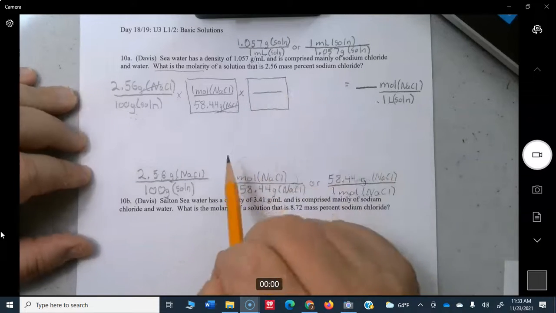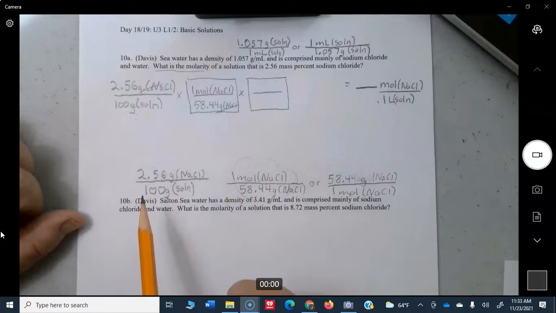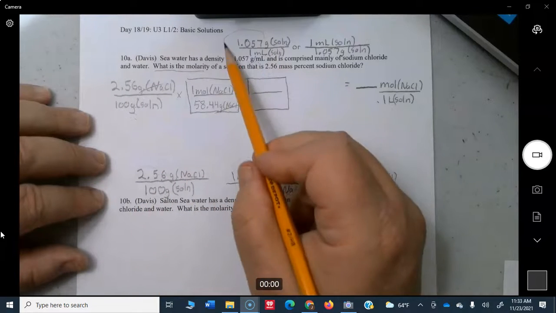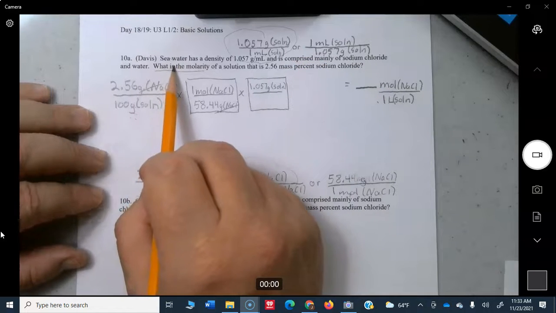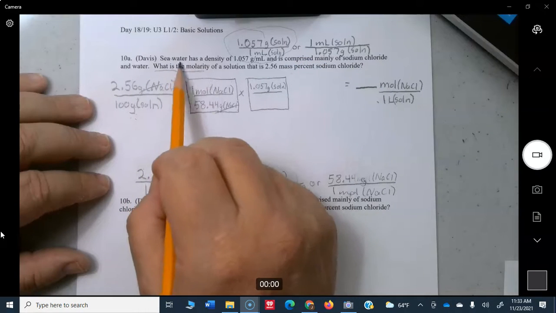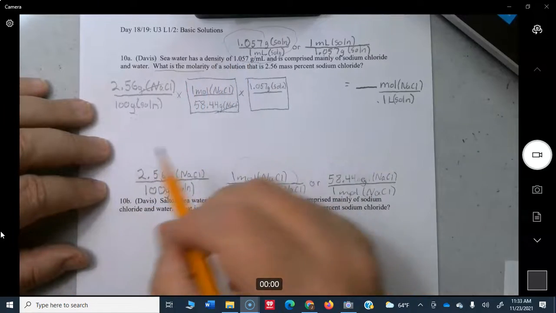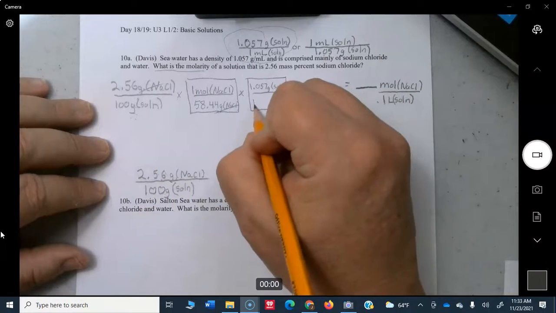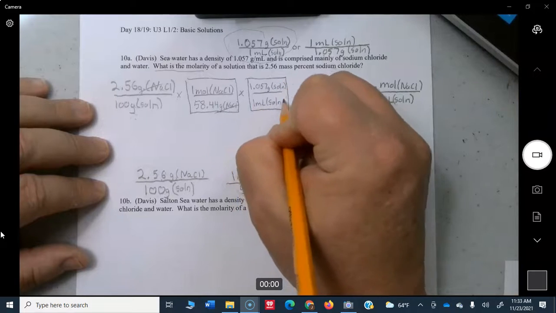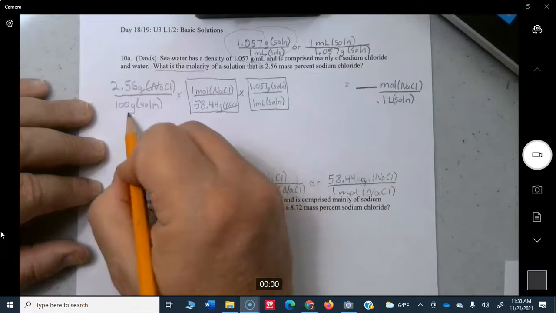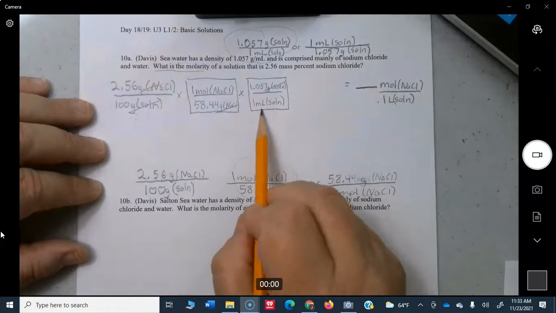So which one of these two conversions up here are you going to put in that box so that grams cancels and milliliters appears on the bottom? Okay, well, it's going to be this one. And it's of solution. The seawater is the solution. That's the mixture of the salt and the water. So it says the seawater has a density, which means the solution has that density. So now grams of solution and grams of solution cancel, and we have milliliters of solution.